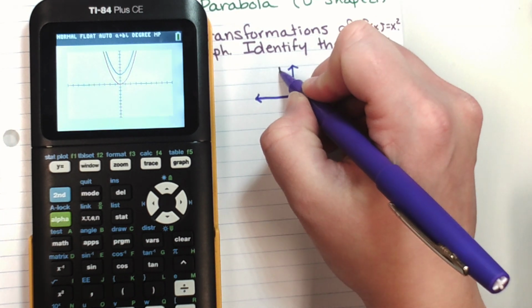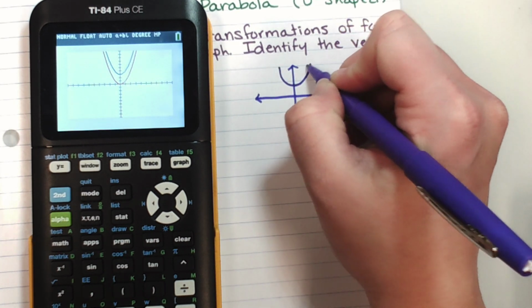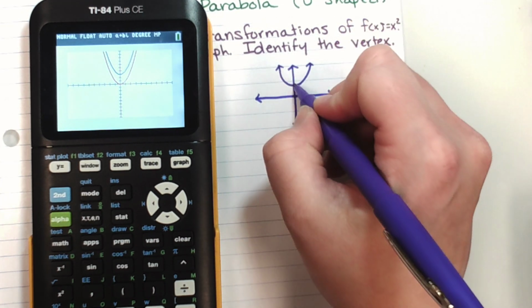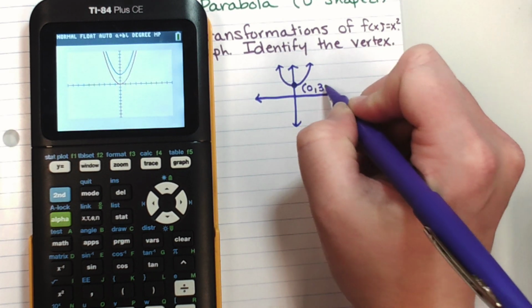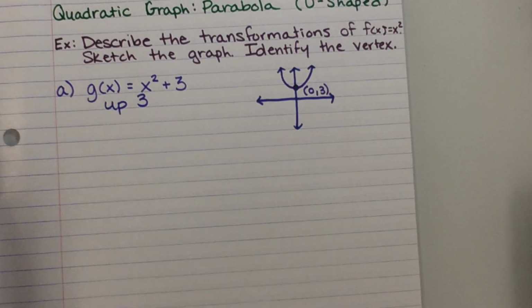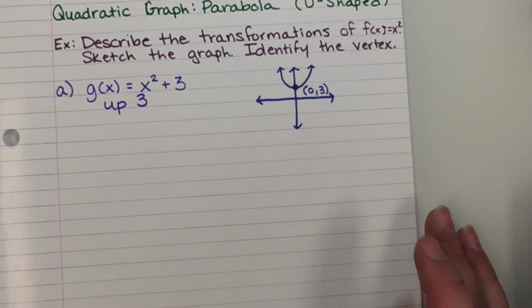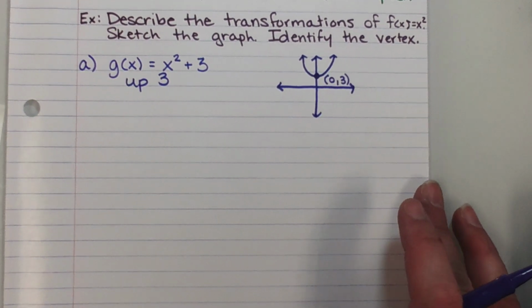And I would probably identify that vertex as the coordinate point (0, 3). And by probably, I mean the instructions say to identify the vertex. You might as well put it on the graph.